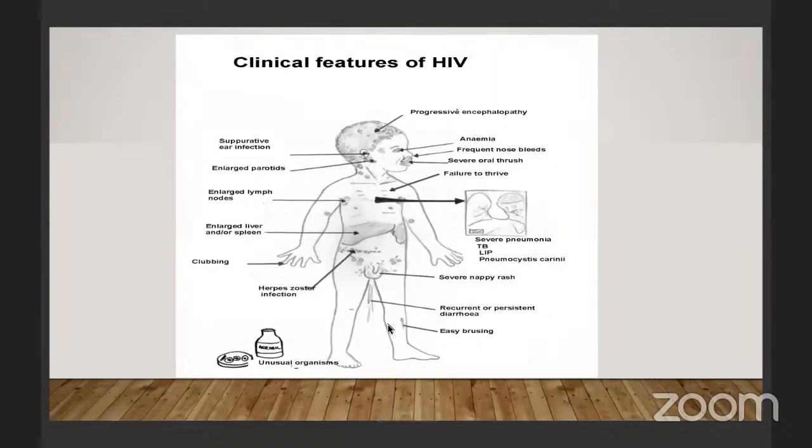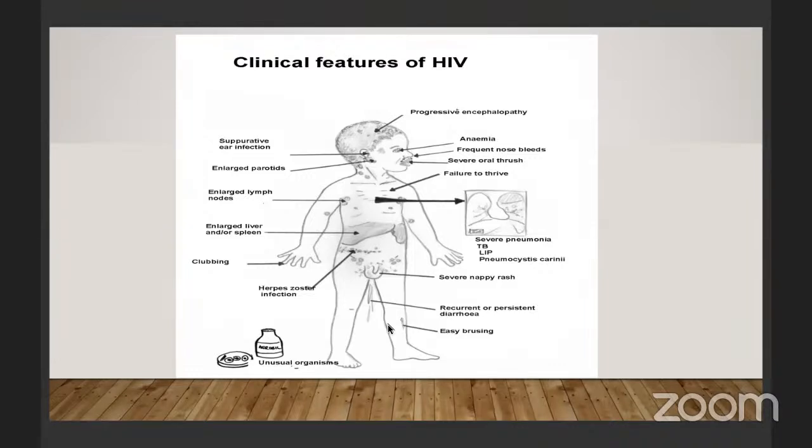So coming to the clinical manifestations of HIV in children, on the central nervous system, a child may present with progressive encephalopathy, where a child may have impairment in memory and cognition and eventually dementia. On the head, eye, ear, nose, and throat, they can present with retinitis, anemia, frequent nosebleeds, severe oral thrush, enlarged parotids, otorrhea, otitis media, and sinusitis.